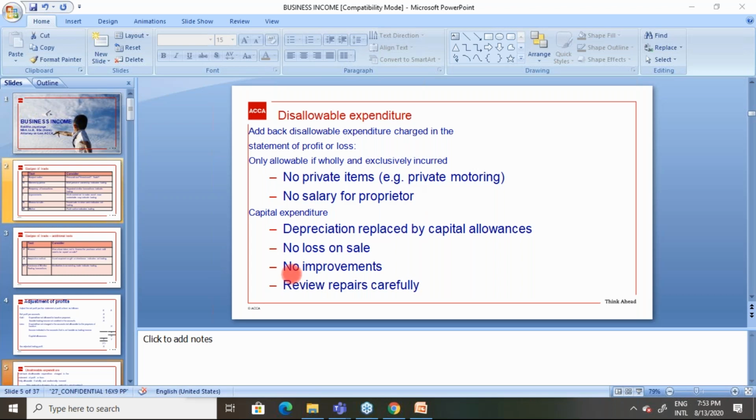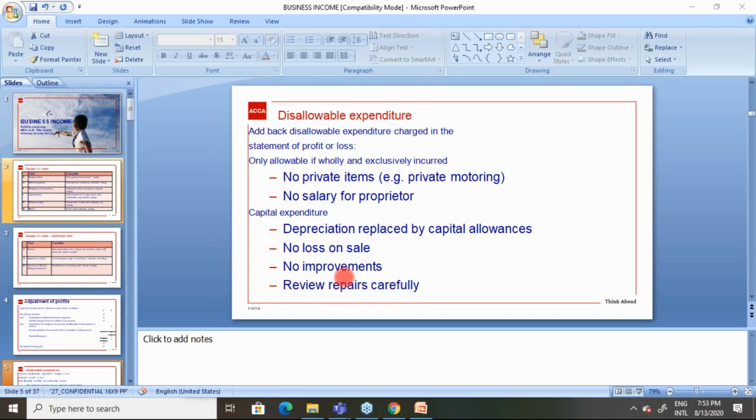And then we know depreciation is not an allowable deduction when calculating the tax adjusted trading profit. Then a loss on disposal of an asset is not an allowable expenditure. No improvements, because it's a capital type of expenditure which you cannot deduct. If it is a repair, you need to consider whether it's an improvement, whether it's a capital expenditure or not.